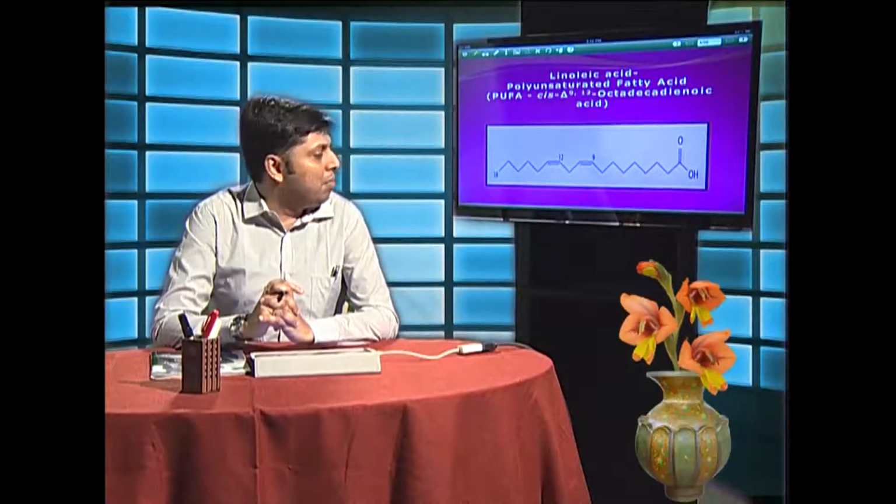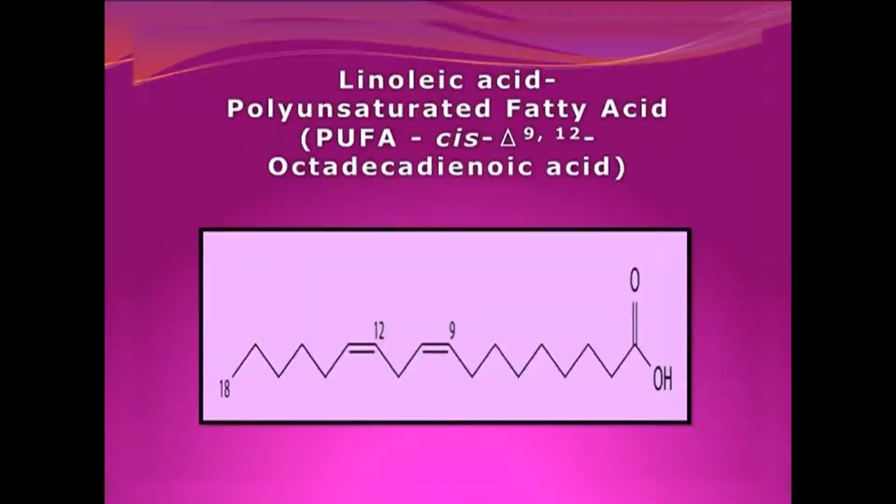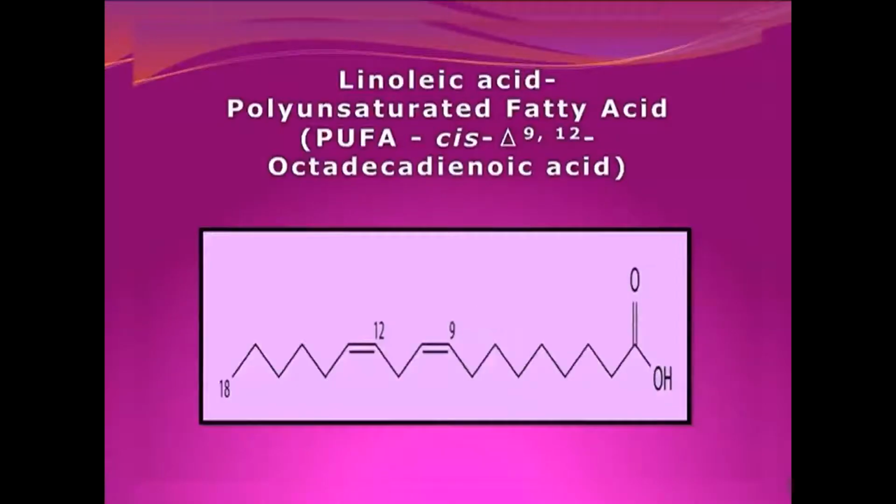This is an example of a polyunsaturated fatty acid or PUFA. It is called linoleic acid and the systematic name is cis-delta-9,12 octadecadienoic acid. This means that it has two double bonds present between carbon atoms 9 and 10 and between the carbon atoms 12 and 13.